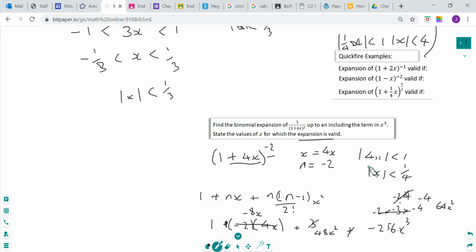So the expansion is valid as before. Make sure we use the formula, substitute things in. Don't forget to follow the usual steps.